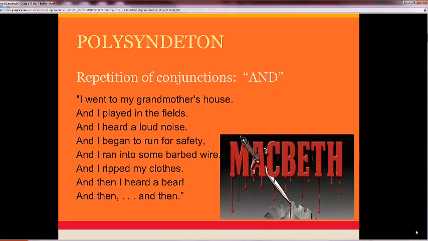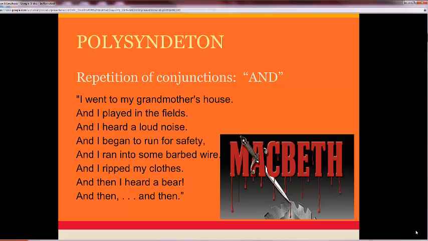For example, Shakespeare's Macbeth uses this in his famous speech, "tomorrow and tomorrow and tomorrow." He says, "Tomorrow and tomorrow and tomorrow creeps in this petty pace from day to day to the last syllable of recorded time." Polysyndeton is merely the repetition of conjunctions in a series. The effect can be terrific. The effect here is to slow the pace of the sentence. We hear Macbeth's utter despair in his tomorrow and tomorrow and tomorrow.